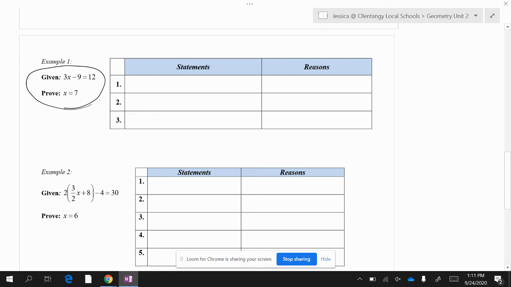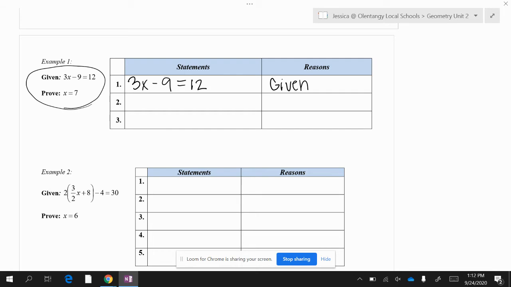What they put over here on the side is very important, because what you are given and where you are headed, you need to keep that in mind throughout the whole entire proof. So your first statement is going to be 3x minus 9 equals 12. And the reason for that, well, that was just given to me. Like I said, about 90% of the time, not always, but most of the time, you will start out with what is given to you.